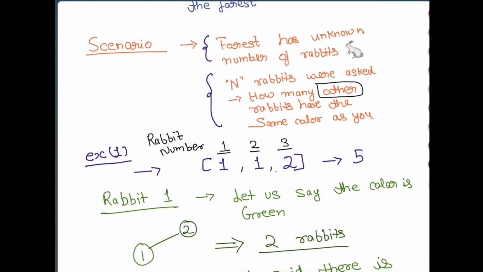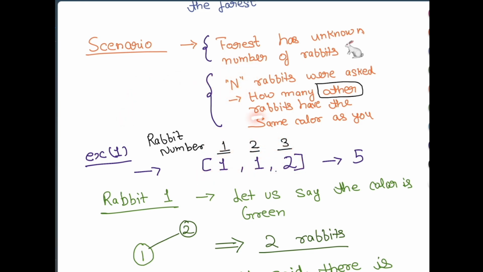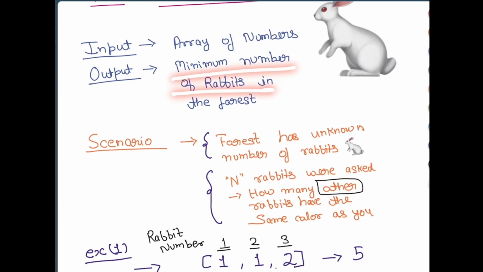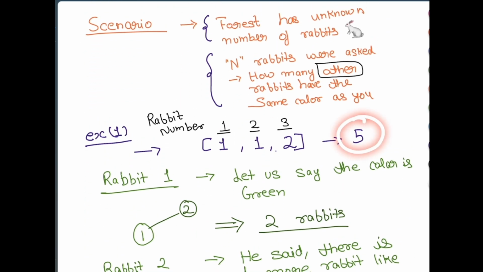For example, example number 1 is an array of 3 numbers: 1 1 2. This particular input means we have asked 3 rabbits, here n is equal to 3. We have asked rabbits 1, 2 and 3, total 3 rabbits, that how many other rabbits have the same color as you. The answers which we have got are 1, 1 and 2. Now based on these answers, tell me what's the minimum number of rabbits which are there in the forest. So I would say the answer is 5, but it's more important to understand how the answer is 5.